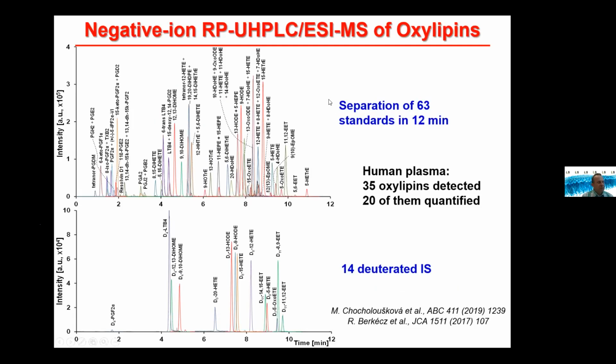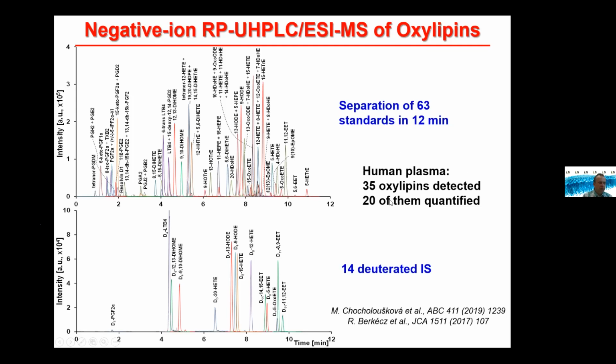Reverse phase chromatography is, I would say, the only suitable technique for the analysis of oxylipins. The reason is quite simple: there are so many isomers and different positions of hydroxyl groups and so on, that you really need the best possible separation mode. Otherwise, you will mix them together, and you don't like this. Definitely for these molecules, negative ion mode is better. So I show here this separation of 63 standards in 12 minutes together with deuterated internal standards.